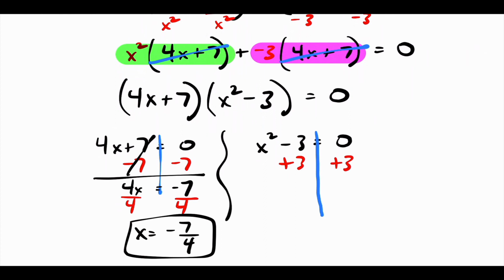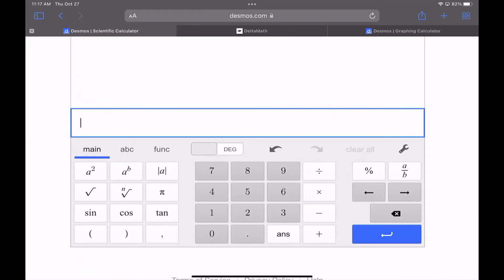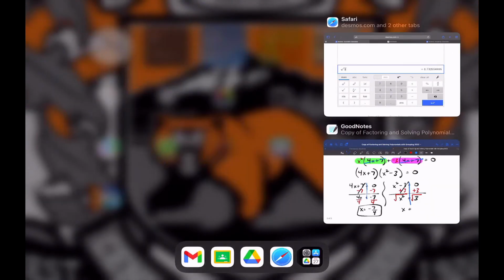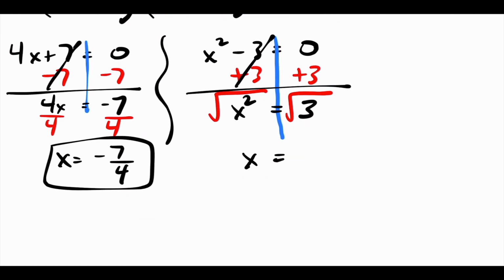Add 3 to both sides. X squared equals 3. So how do I undo the squared part? Square root, right? So if I were to go to my calculator and say, what is the square root of 3? 1.7320, it's an irrational number. It goes on forever. And in the directions, they didn't say anything about rounding any answers. So you're not going to round the answers. You're just going to leave it like that, the square root of 3.